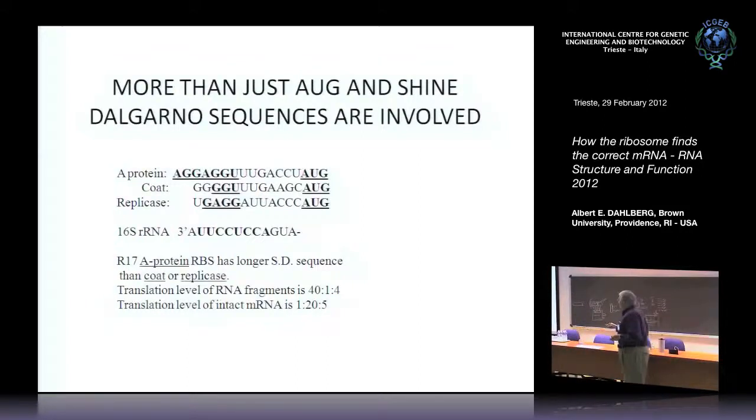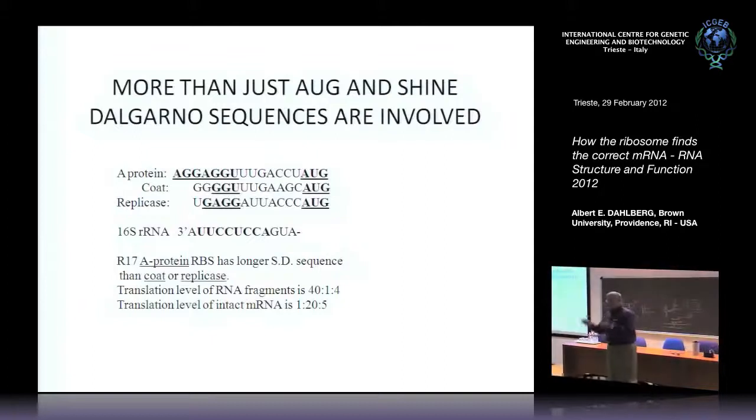I think a very interesting case is the R17 virus, which codes for 3 different proteins. They're all equidistant from the AUG site. These are the Shine-Dalgarno sequences for the A protein, the coat protein, and the replicase. But you notice they have different amounts of base pairing, 3 and 4 and about 7 here. So you would expect the one that only has 3 to be the one that's translated the least, and the one with 7 to be translated the most.